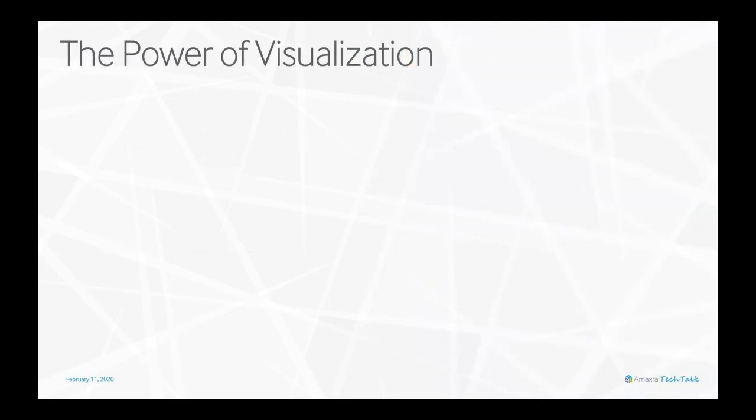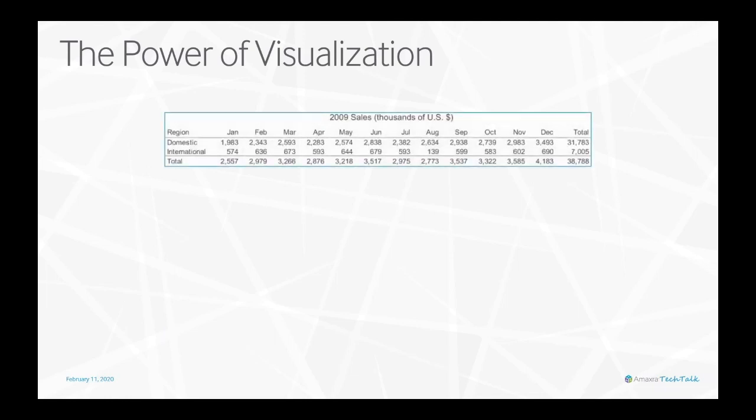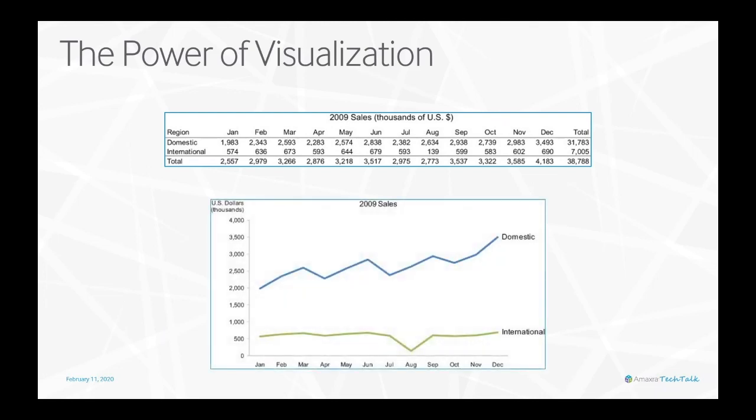Here's an example of what I mean. Many of us are used to seeing Excel spreadsheets that look something like this. Now, if I were to ask you which month had the highest sales, how quickly can you find that answer? Now, if we show the data graphically and ask the same question, you can very quickly identify that December is the month with the highest sales.